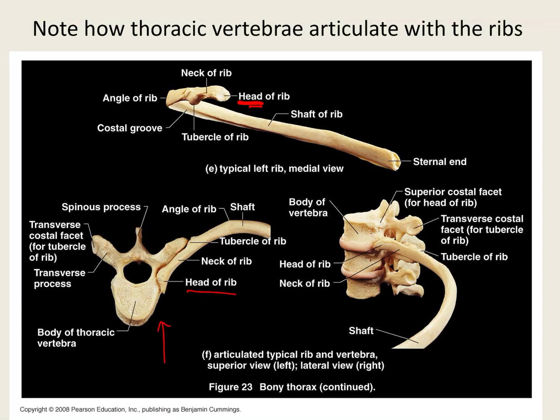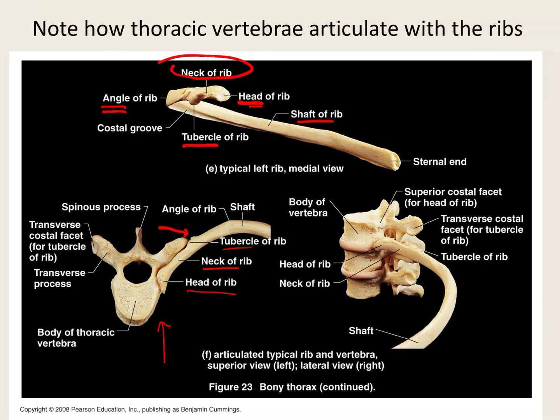The neck is a narrowing portion, right? So here you see the neck. The head is the end, the neck is the narrow portion, and then you have another tubercle. That tubercle is going to contact the transverse process. Then the angle of the rib, just like the angle of the mandible, is a sharp turn in the bone. And the rest of the bone is going to be the shaft of the rib.